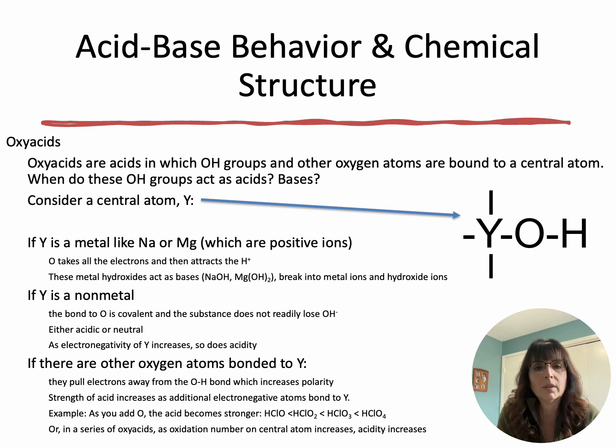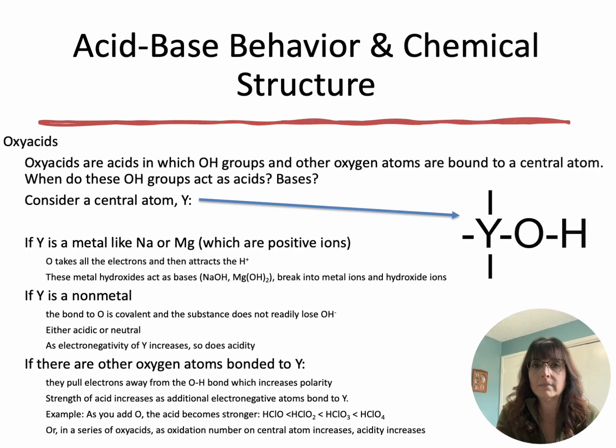So here's an example. HClO is weaker than HClO2, which is weaker than HClO3, which is weaker than HClO4. So the more oxygen atoms you add, the stronger the acid becomes. Or you could simply say in a series of oxyacids, as the oxidation number on the central atom increases, acidity increases.